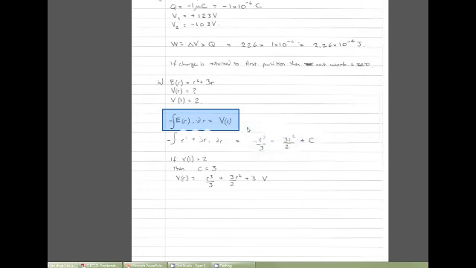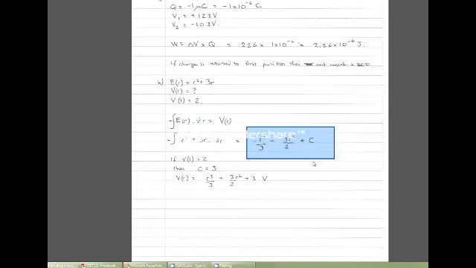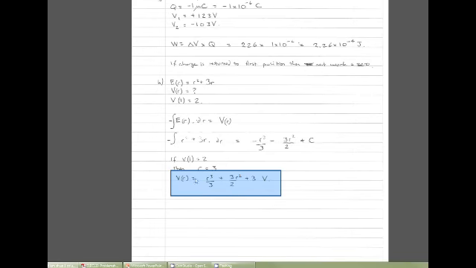So now we've got an expression for our potential V(R), but we need to find C. We're told in the question V(1) is equal to 2, so we can use that to find the constant. If you put your value of 1 into each of these and you find it's equal to 2, you find that C is equal to 3, so that's the constant. So then you can just write your final expression, V(R) is equal to R cubed over 3 plus 3R squared over 2 plus 3 in volts.